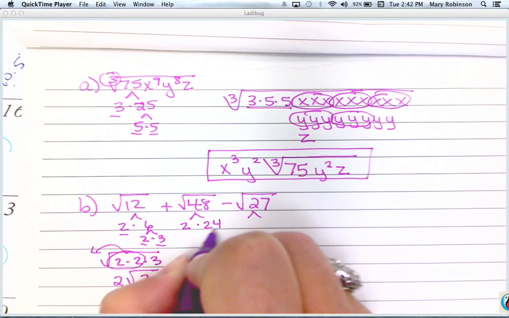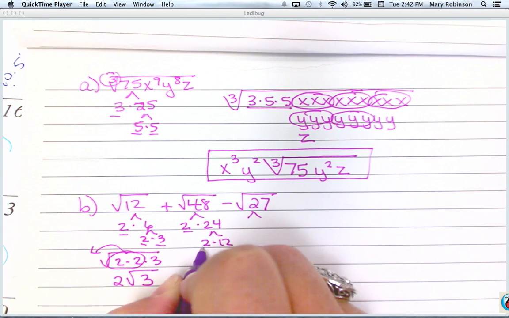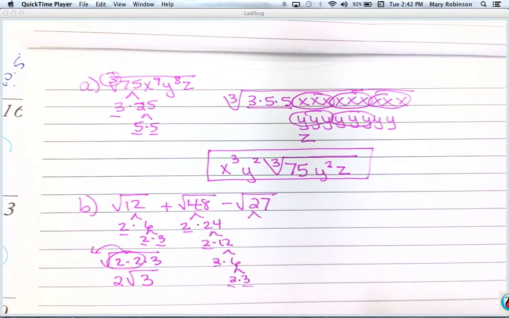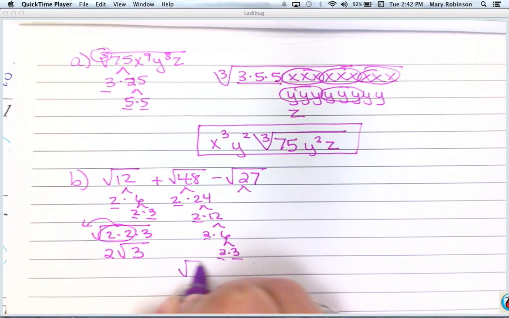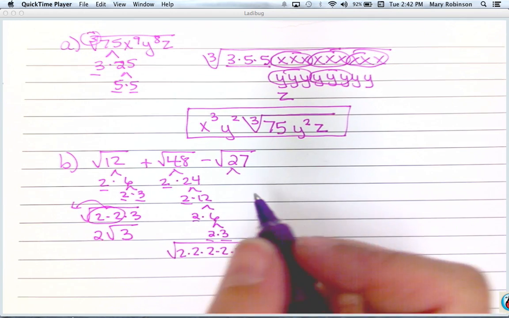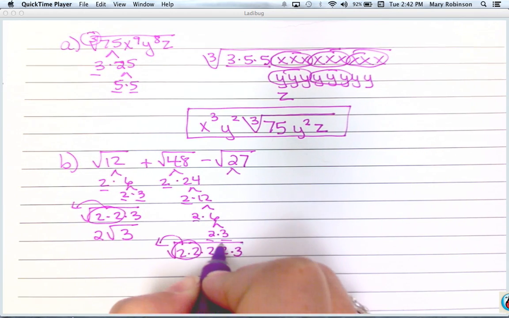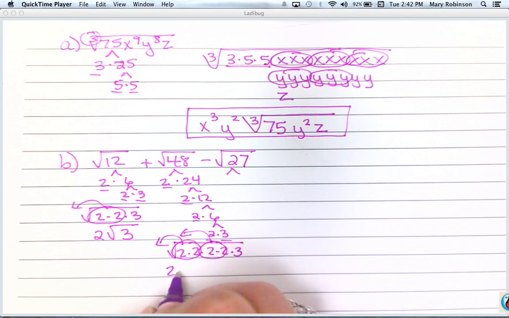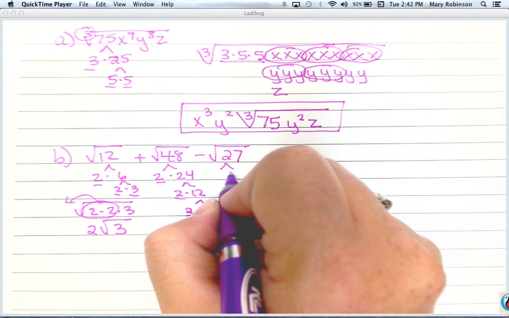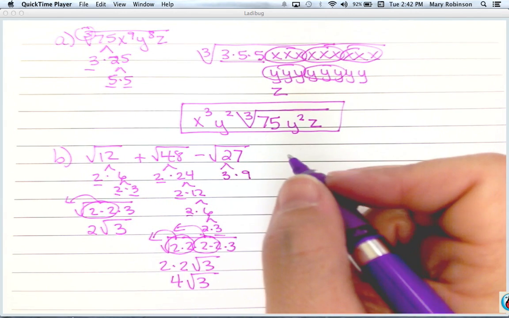That'd be 2 times 24, which is 2 times 12, which is 2 times 6, which is 2 times 3. So if that's the square root of 2 times 2 times 2 times 2 times 3, I can pull this 2 out and another 2. So that would be 2 times 2 square roots of 3, or 4 square roots of 3. Now some of you all may be able to do this in a lot fewer steps.